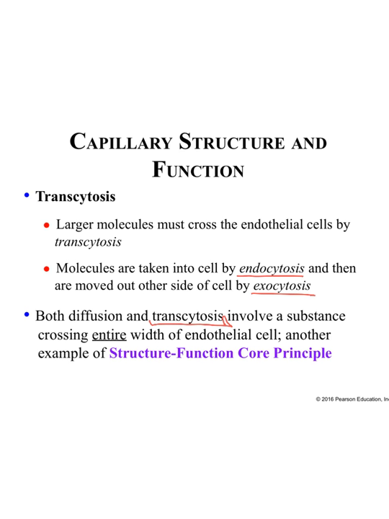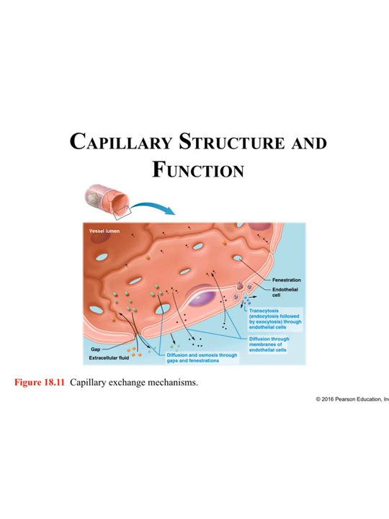So diffusion and transcytosis involve a substance that has to cross those endothelial cells. Okay, so to recap here, things that are lipid soluble can move across those blood cells. So of course, if it's moving away from the capillary into the interstitial fluid, or it can move from the interstitial fluid back into the blood, that's passive, so that's going to be along the concentration gradient.